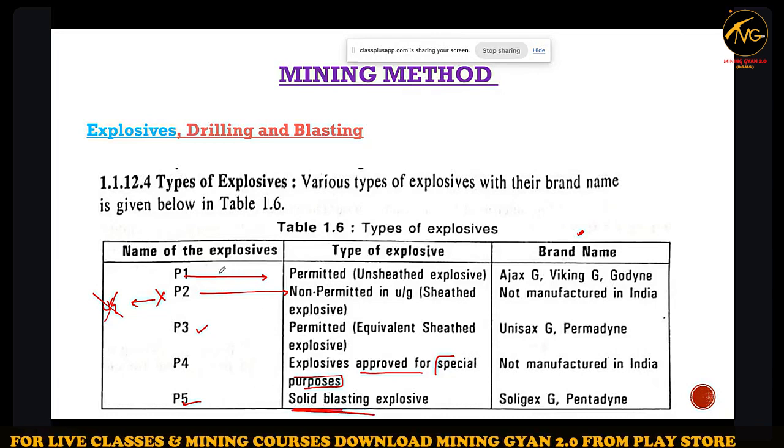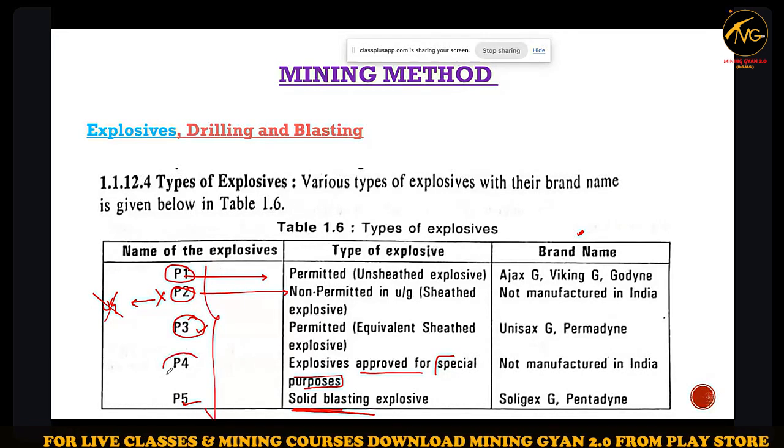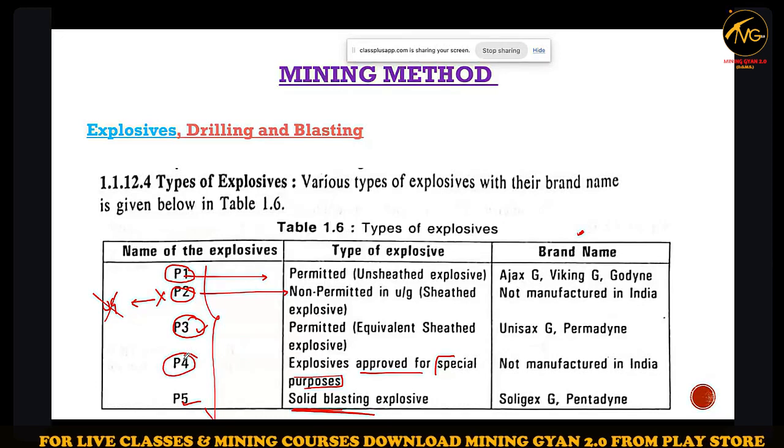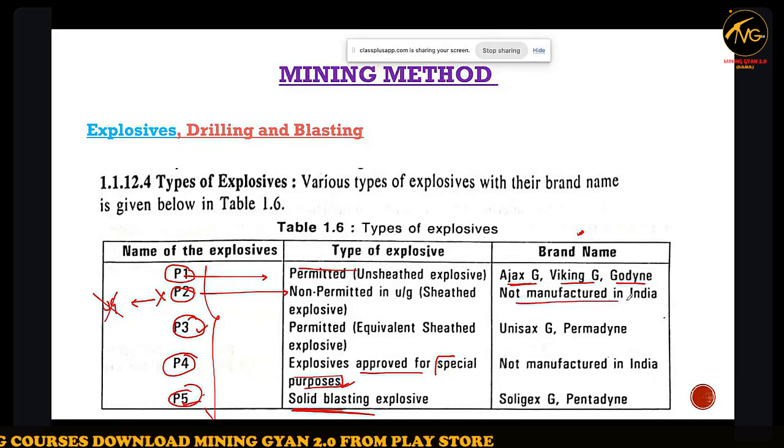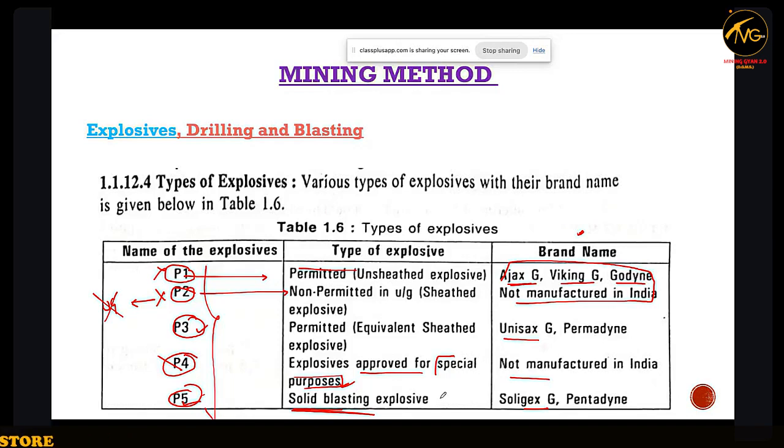ठीक है. So these basic things you should know कि P1 is permitted, P2 is not permitted, P3 is permitted, P4 is approved for special purpose, P5 used in solid blasting. ओके, P1 में जैसे permitted है, इनमें कंपनी कौन कौन सी? एजेक्स, विकिंग, not manufacturing in India. तो अगर ये तुमसे याद होते हैं तो P4 इंडिया में मैन्युफैक्चर नहीं होता है, P1 is also not manufacturing in India. P5 के एग्जांपल ये है और P3 के एग्जांपल ये.